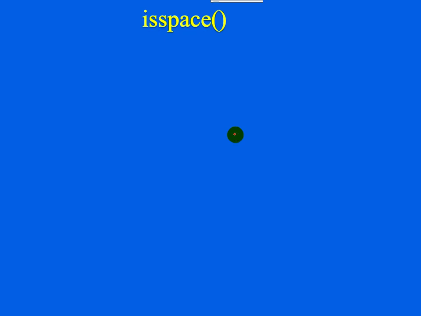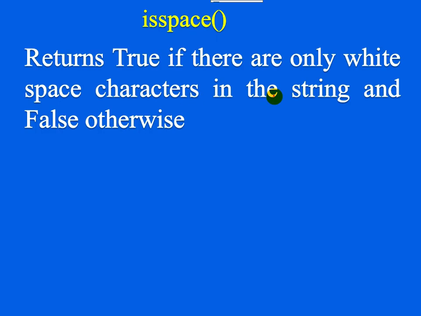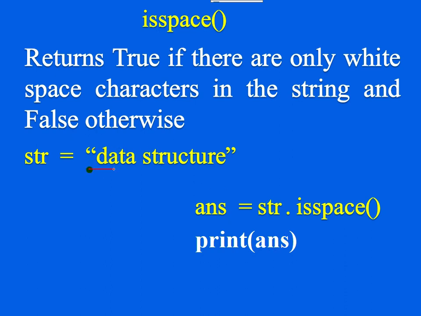Now the next important function is isspace. It returns true if there are only white space characters in the string and false otherwise. So if a string contains only white space characters, the answer returned is true, otherwise false. Example, str equal to "data structure". One white space character is there, but the string should contain only white space characters. So here the answer returned is false because alphabets are also coming.